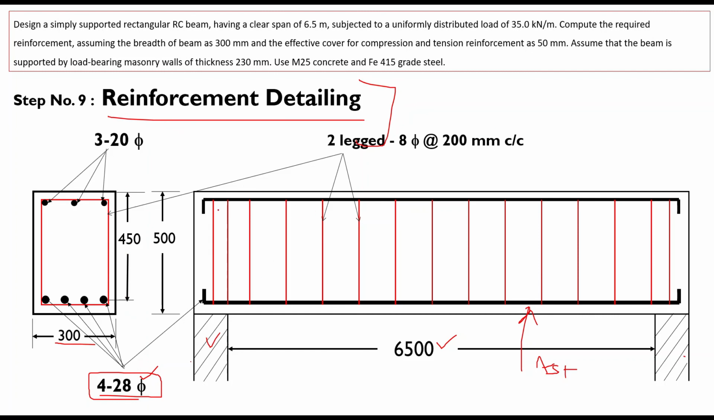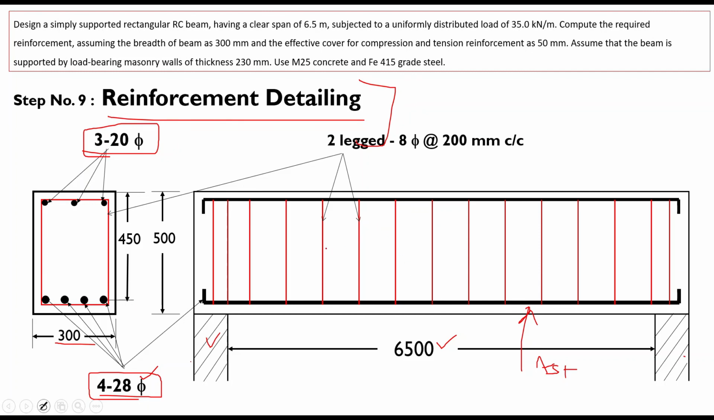And another thing, steel which we have provided in the top side, that means on the compression side, so that steel is 3 bars of 20 mm dia which we have provided. So 3 number of bars 20 mm dia we have provided in the compression side, and 4 number of bars of 28 mm dia we have provided on the tension side. So this will be the compression steel and this will be the tension steel.